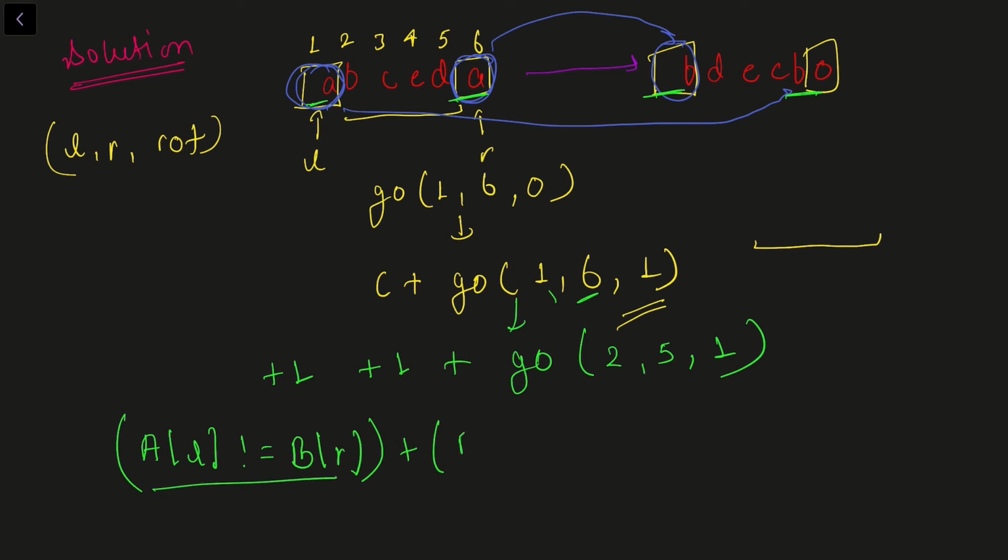Similarly, if A_R is not equal to B_L, that is, the last character of string A is not equal to the first character of string B, then again add 1 to the answer, plus go 2 comma 5 comma 1, right? So that's how we can solve this problem. Now that we have covered all the cases, let's try to generalize it.